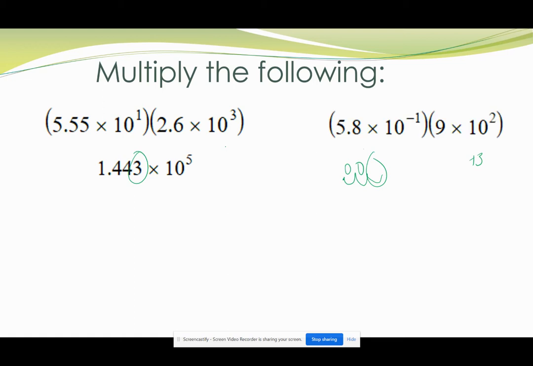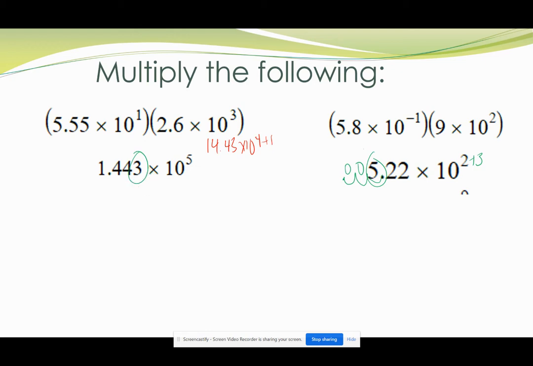We did this one in class where we multiply. So we multiply 5.55 times 2.6. 1 times 3 gives you 4, but that would give me 14.43 times 10 to the 4th power, and this number has to be between 1 and 10. So we move the decimal place over 1 to the left. When we move it over 1 to the left, we add 1, and we get this as our final answer.